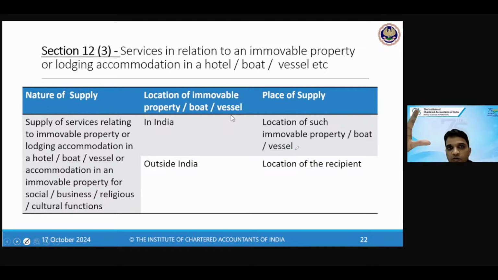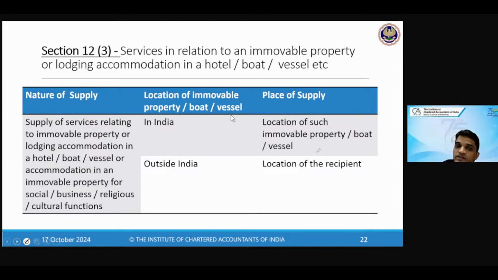Vessel means ship, cruise, where those things are located, that will become the place of supply. Now, if that immobile property is in India, then wherever it is. You have gone to Jammu and Kashmir. When you stay in Jammu and Kashmir in a hotel, the hotel person is deciding what GST he has to charge.